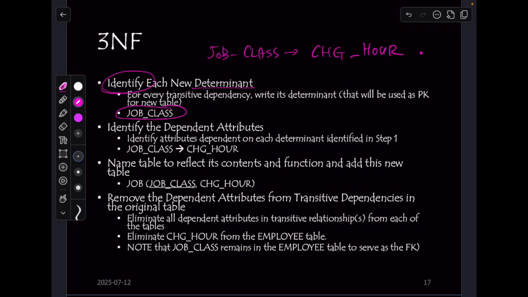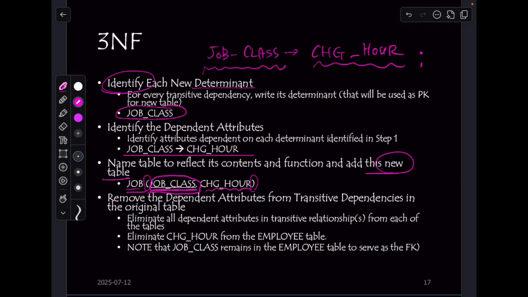And similar to partial dependencies, given this transitive dependency, job class to charge hour, we are going to make a new table, using relational schema here. Job class, the determinant of this transitive dependency, would be what? Primary key. So we underline it here. And the dependent attributes will be the attributes of this new table. If you look at job class and charge hour together as a table, what would be a good name? Job would be a good name. So we make this Job the new table.